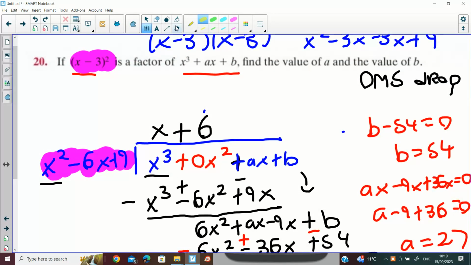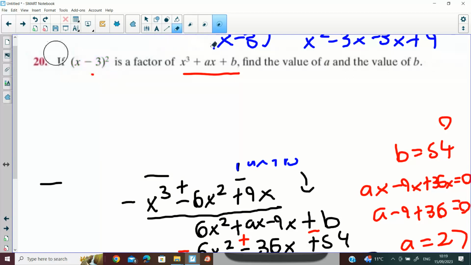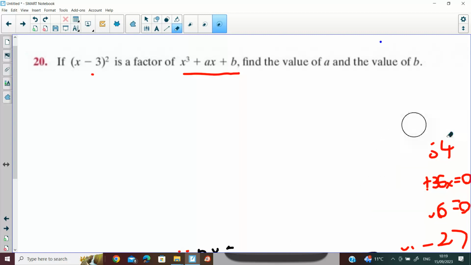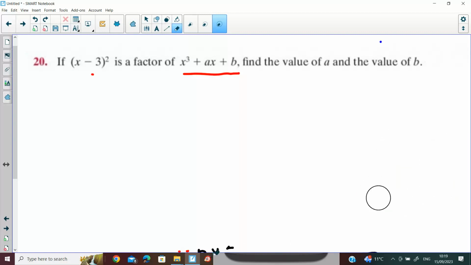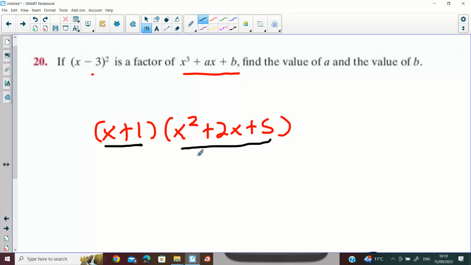Now, here is the second way of doing this, okay? So the second way of doing this type of question is to do a linear multiplied by a quadratic. So let me explain, okay? If I was to set up a random quadratic, and the random quadratic could be something like this, it's going to make it really easy. Everybody see that? See this one here? That's a linear, and that's a quadratic.